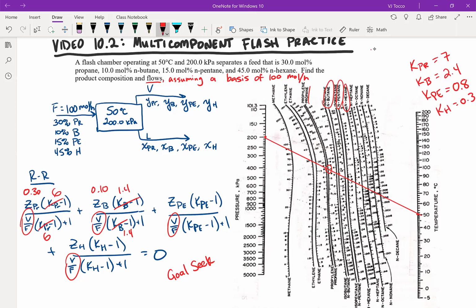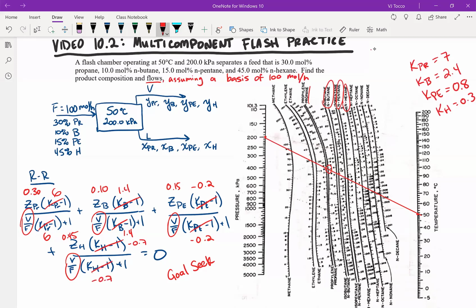Pentane is going to be 0.15, and K-pentane is negative 0.2 because it's 0.8 minus 1. So this is where we're getting our negative term now, minus 0.2. And notice now that we're multiplying this 0.2 by a fraction that is between 0 and 1, and then adding 1. So again, the denominator is going to end up being positive. And Z-hexane is 0.45. K-hexane is 0.3, so this is going to be minus 0.7.